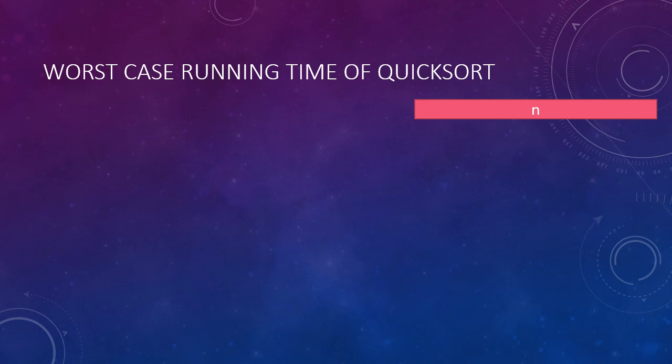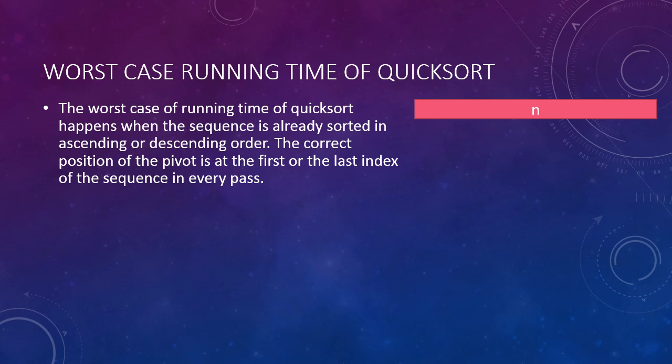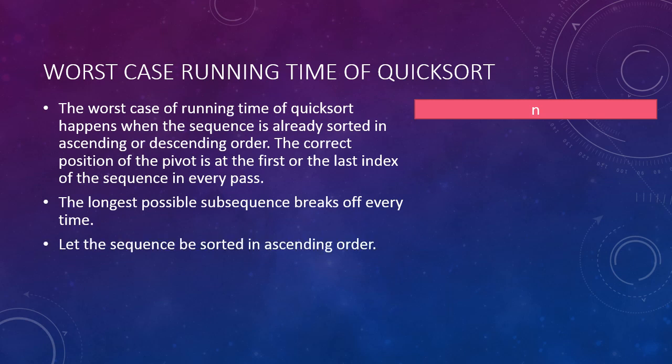Now we will talk about the worst case running time of quicksort. The worst case running time of quicksort happens when the sequence is already sorted in ascending or descending order. The correct position of the pivot is at the first or the last index of the sequence in every pass. The longest possible subsequence breaks off every time.